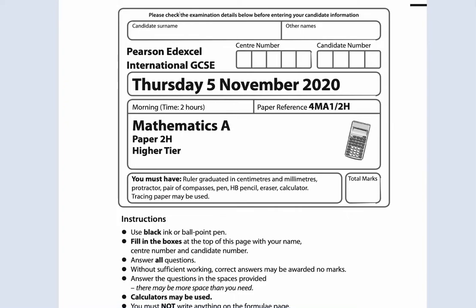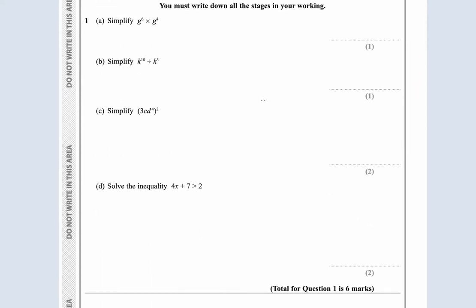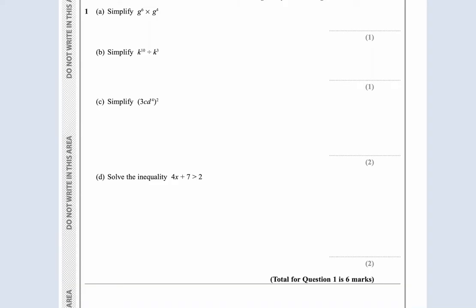Hi guys, okay, we have November paper 2, 2020, formula sheet and question 1. Hopefully this is a straightforward question. G to the 4 times G to the 6 is G to the 10. We just add the powers, and similarly here we subtract the powers. So this is just K, 10 minus 3 is 7.